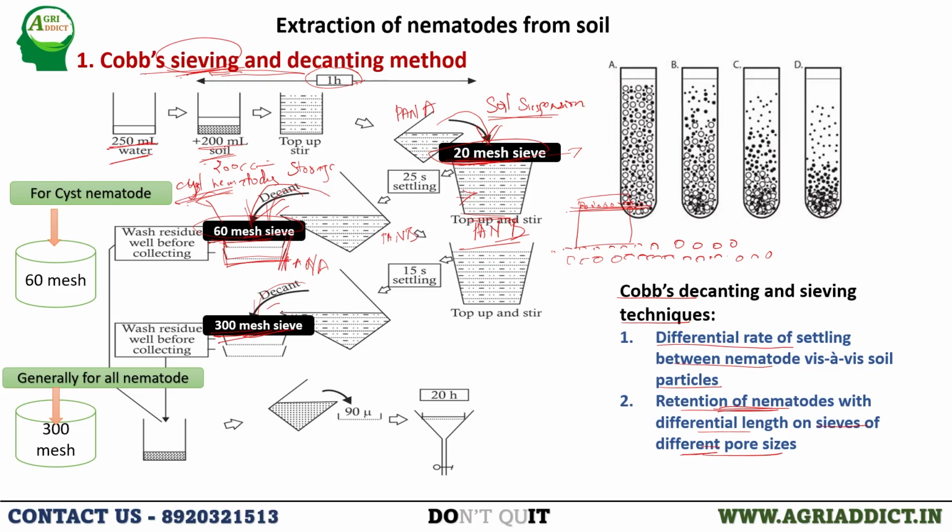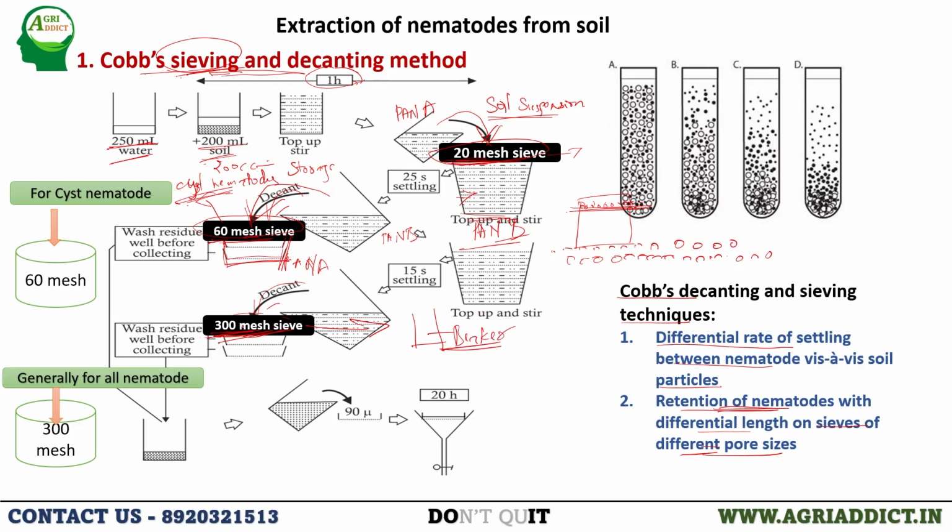After that, whatever residue is left over on the 300 mesh sieve will be taken for further extraction or further procedures, like the Baermann funnel method, which is used for motile and active nematodes. This is the soil sample which is used for all other methods for collection of the different nematodes. Here whatever sample is left over on the 300 mesh sieve is collected in a beaker for further process or for other methods to be applied.